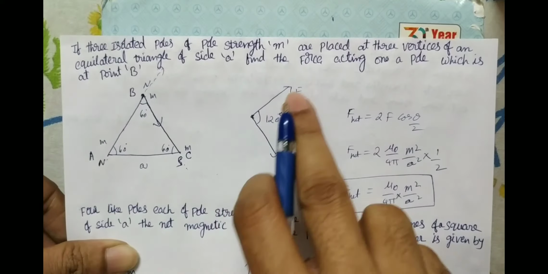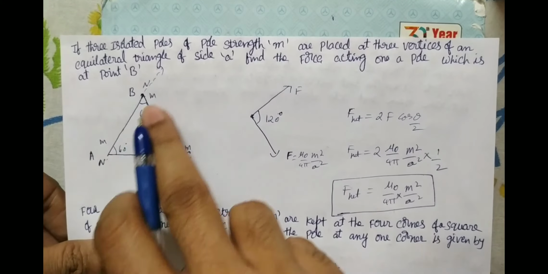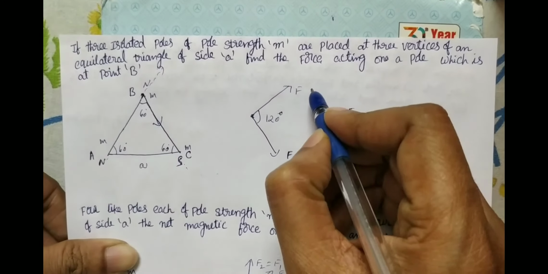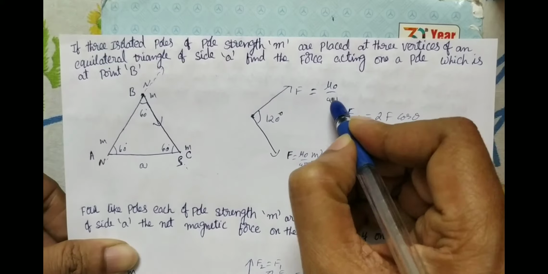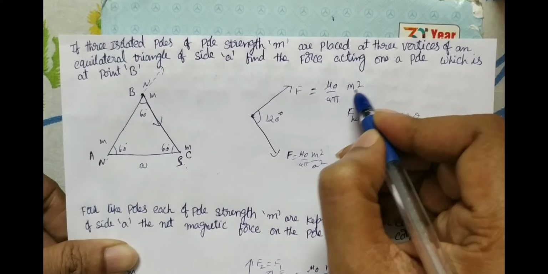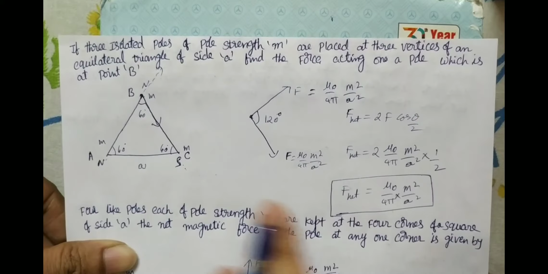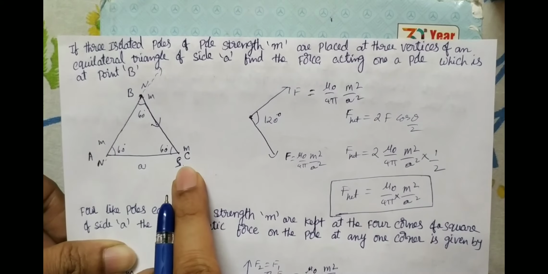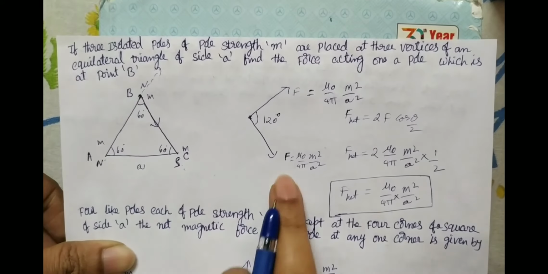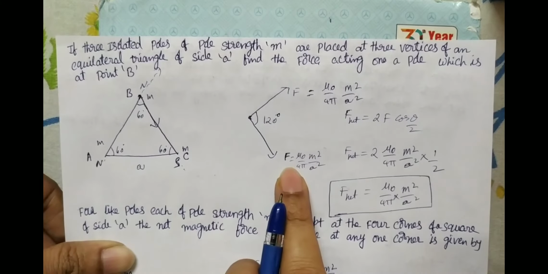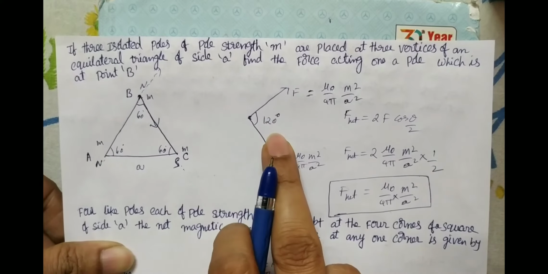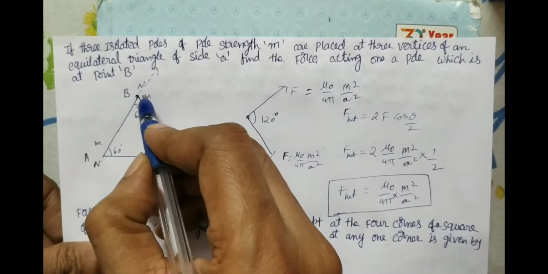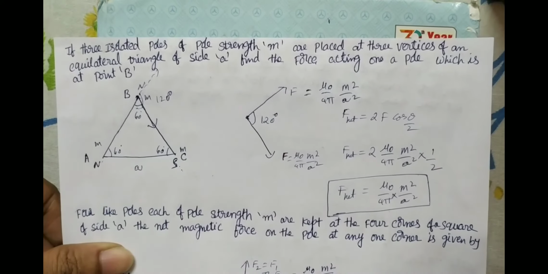That's why it is acting towards the south pole. Parallel to this we can take force F. The magnitude is the same, F is mu naught by 4 pi m square by a square. Here also the same magnitude. Why? Because the pole strength is the same, but the only difference is that it is a south pole, so it attracts. So the same amount of force is acting here and here. But what is the angle between those two forces? That is 120. Why? Because here it is 60, and if you extend this line, the total is 180, and 180 minus 60 becomes 120 degrees.